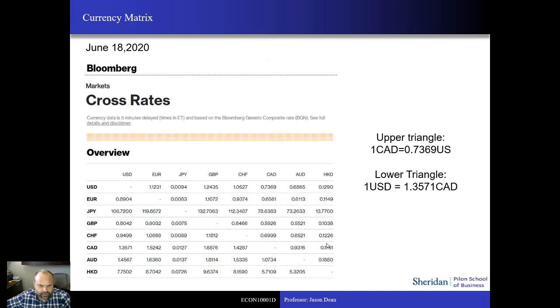And the upper triangle shows the reciprocal, which is just 1 divided by 1.3571. And so up here, if you look for the Canadian dollar and US dollar corresponding pair, you see that it's 0.73169, and that is just equal to 1 divided by 1.3571. Okay, so the upper triangle defines it as 1 Canadian dollar is equal to 0.7369. So someone in the US would look at this number and say, okay, I would have to only give up 0.7369 of my dollars to get a Canadian dollar.